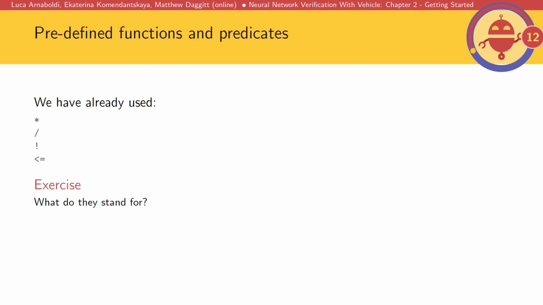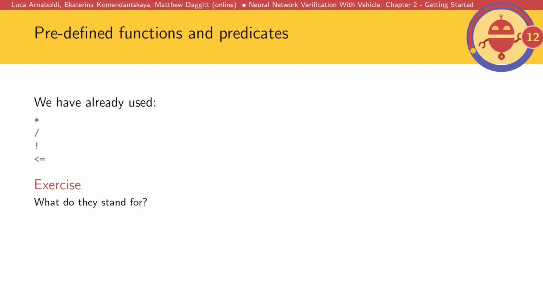So we've already used a few predefined symbols. This is to say that Vehicle has certain syntax already predefined. You don't need to define Booleans. You don't need to define multiplication, addition. And this is just a sanity check. I've just used this syntax in Vehicle without explaining this, because I was assuming that as computer scientists, you will be able to interpret these symbols. They are predefined in Vehicle.